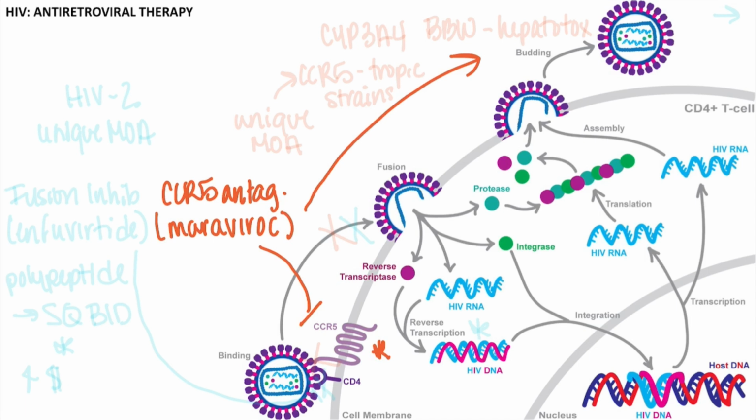block the binding of the GP120 subunit of that envelope protein complex. So without this binding, fusion and entry of the virus cannot occur. So because of its unique mechanism of action, it's going to retain activity against viruses that are resistant to other agents.